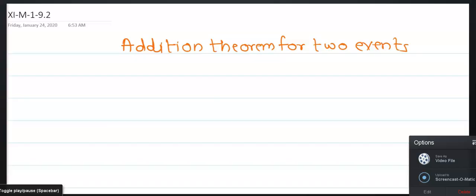Hello friends, now we'll start the next topic, that is the addition theorem for two events. In this topic, we learn the addition theorem and the problems depending on it. At the same time, I have solved all the examples from exercise 9.2. Now let us start.